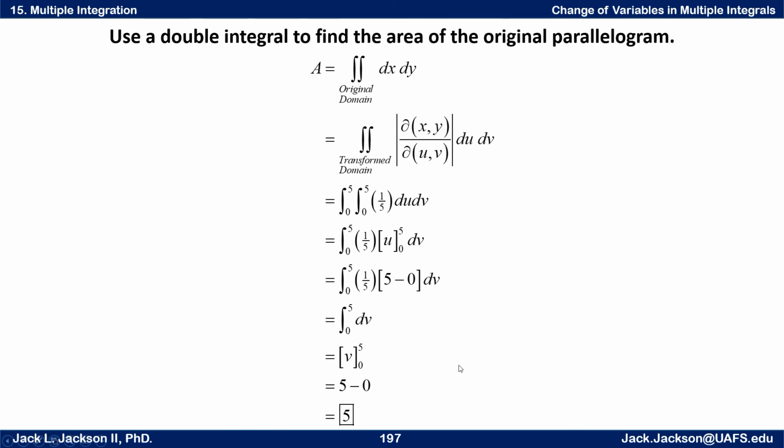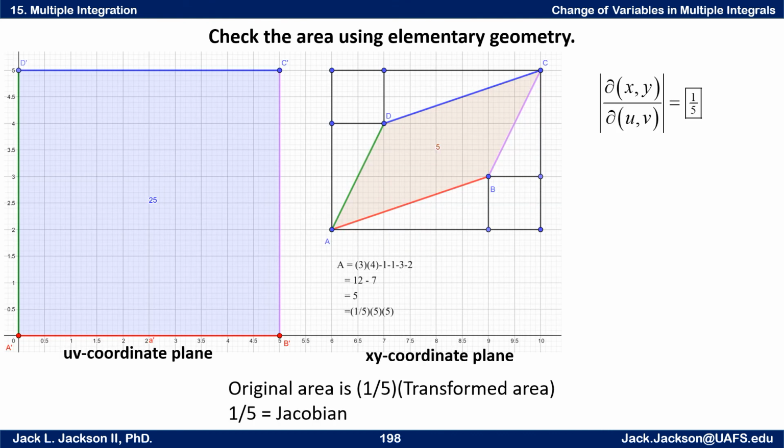But you also may notice that it's actually 1/5 of the area of the rectangle that we got. Which kind of explains why that 1/5 has got to be there, because it's sort of a scaling factor of sorts. So this original area of 5 is 1/5 of this big area here, which is 25.